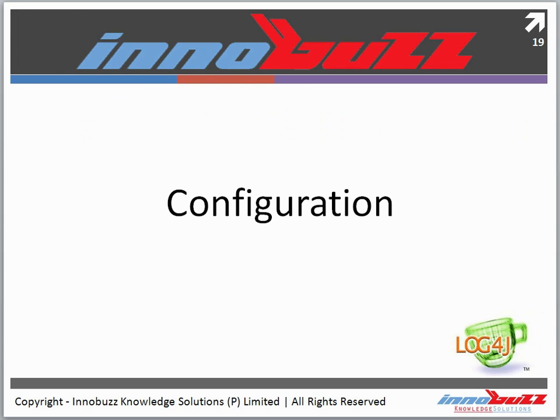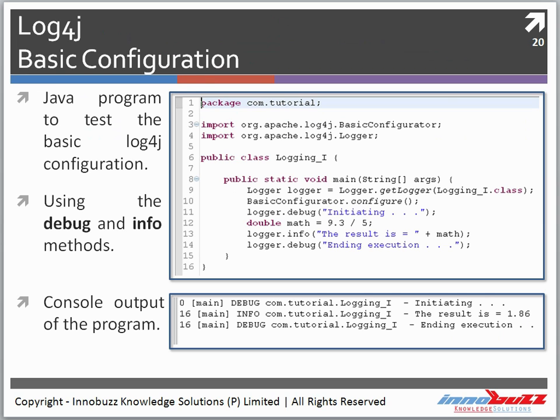Configuration. This example shows a basic configuration of the log4j. As you can see on line 9, we have defined a logger for the class. We are using the Logger class and the getLogger method to load a valid logger. Then we call the configure method of the BasicConfigurator class to load a basic configuration for the log4j, which uses the console appender. Then the debug and info methods are being used to send some messages to the output console and see the results.